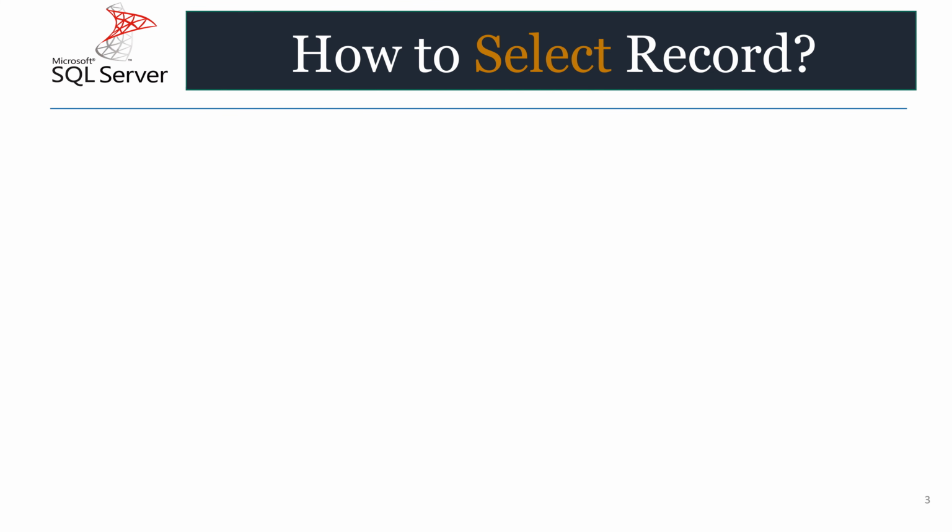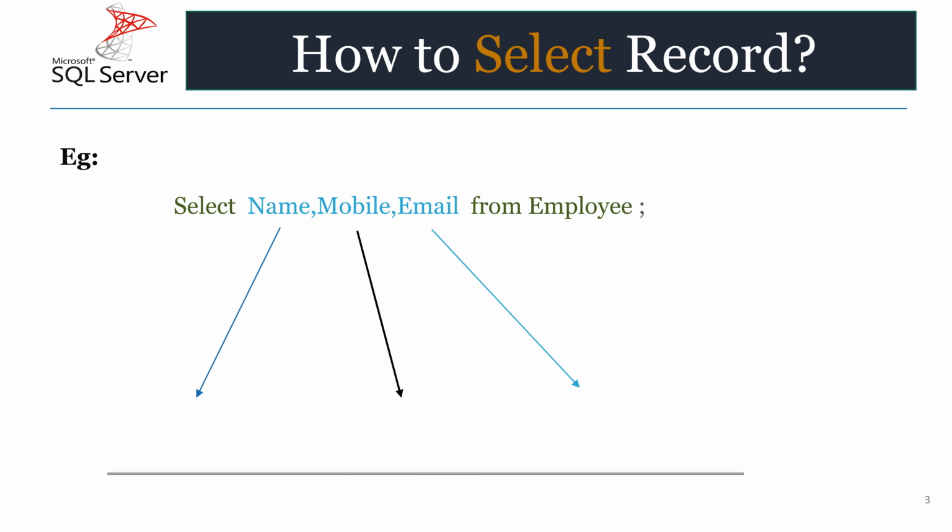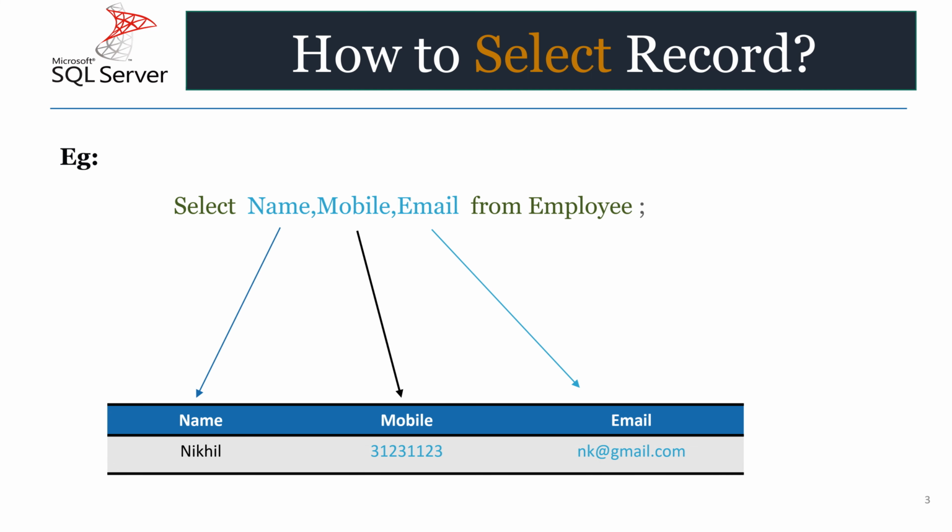Let's get started. We'll see the example. Here: SELECT name, mobile, email FROM employee. So name, mobile, email are the fields of the column and employee is my table name. It's a very simple query to select the record from the table.